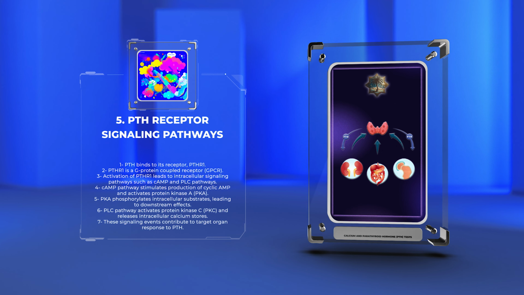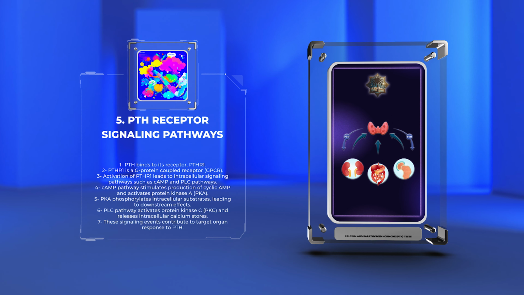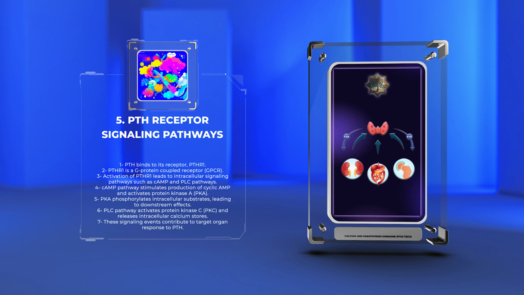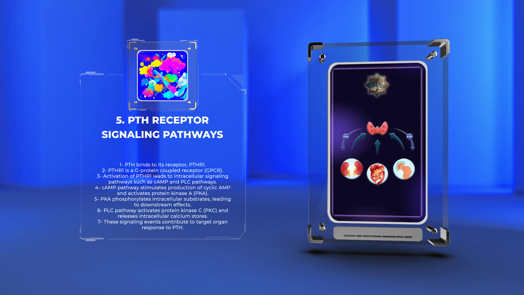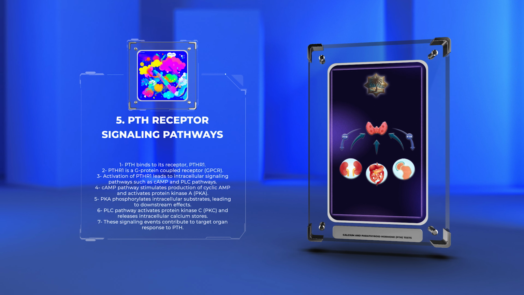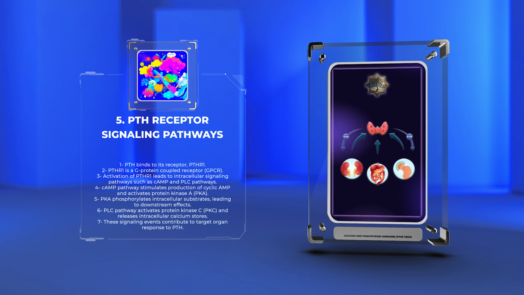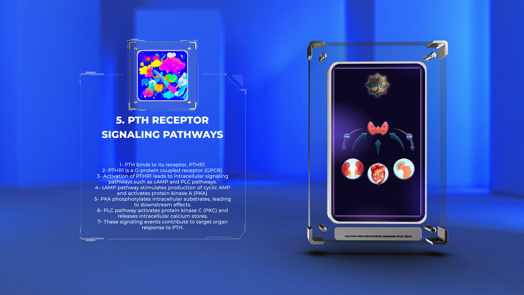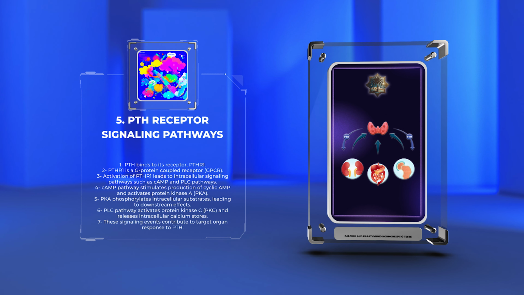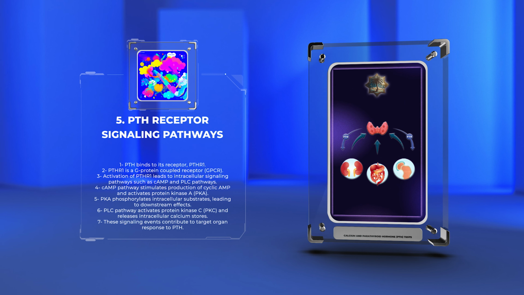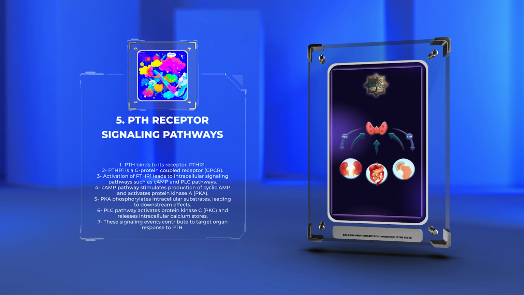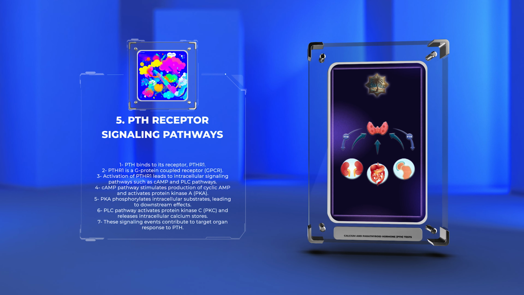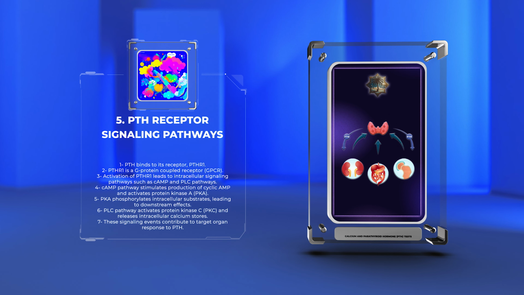responses. The PTH receptor, also known as the PTHR1, belongs to the family of G protein-coupled receptors, GPCRs. Activation of the PTH receptor leads to the activation of numerous intracellular signaling pathways, including the cyclic adenosine monophosphate, cAMP, pathway and the phospholipase C, PLC, pathway. Through the cAMP pathway, PTH stimulates the production of cyclic AMP, which in turn activates protein kinase A, PKA.